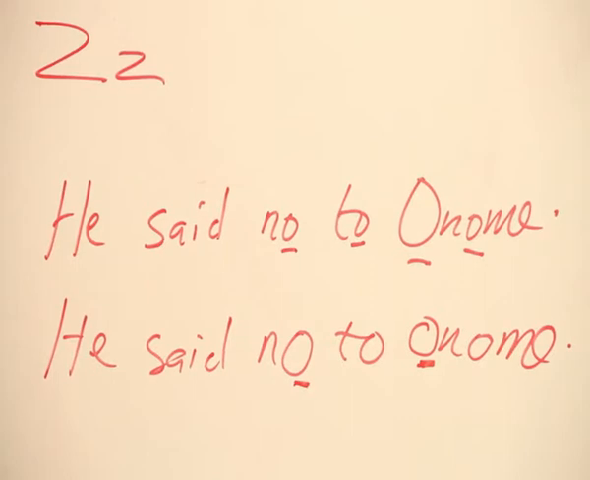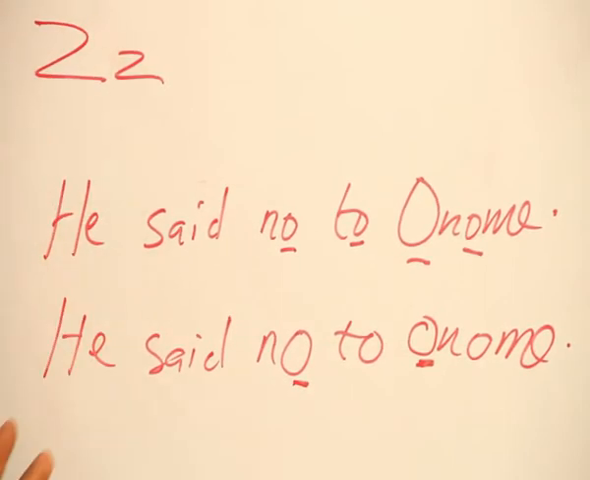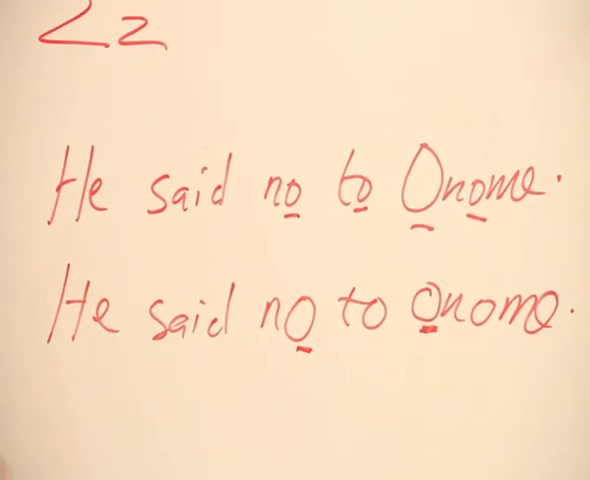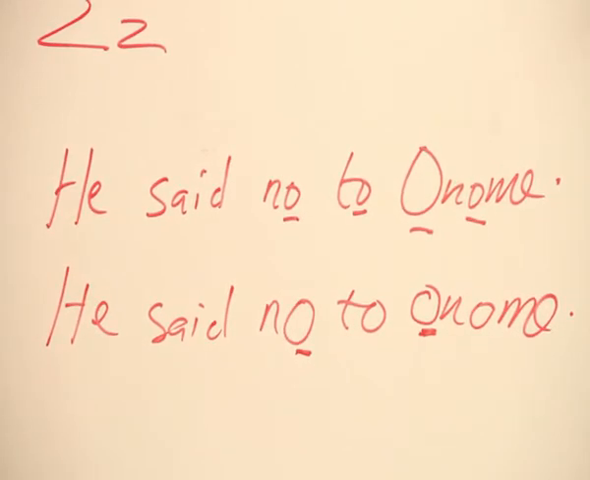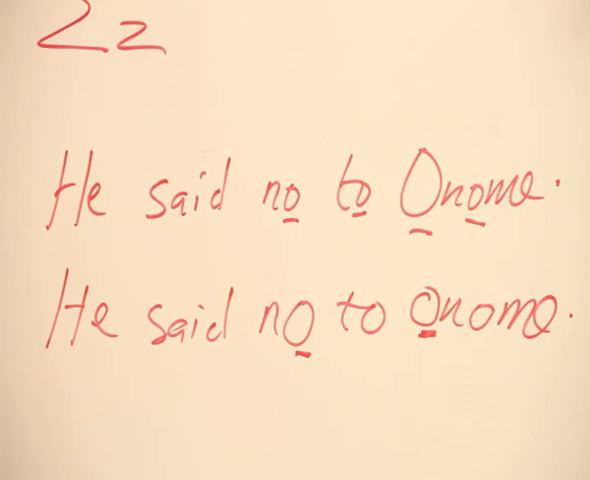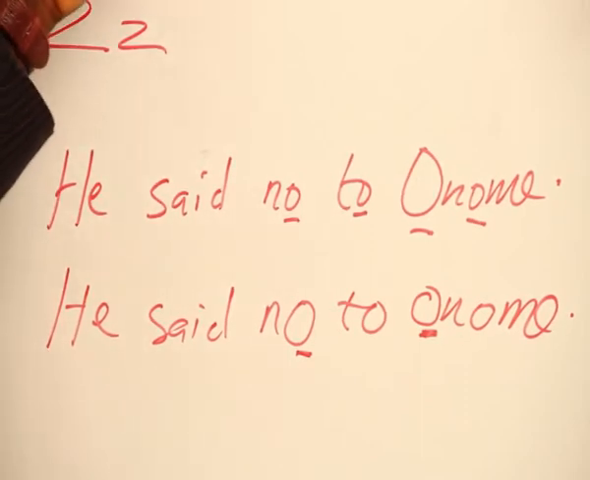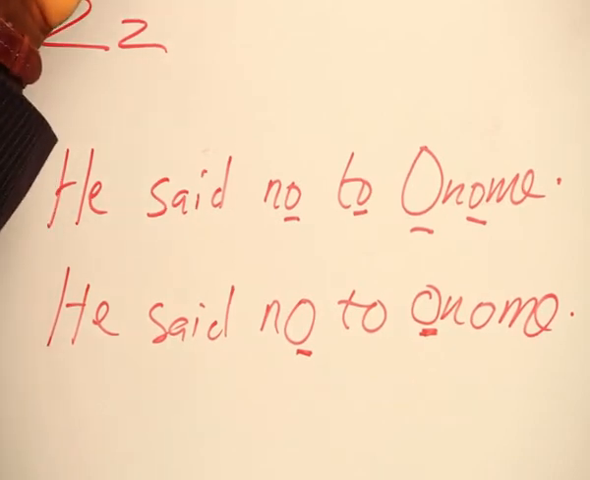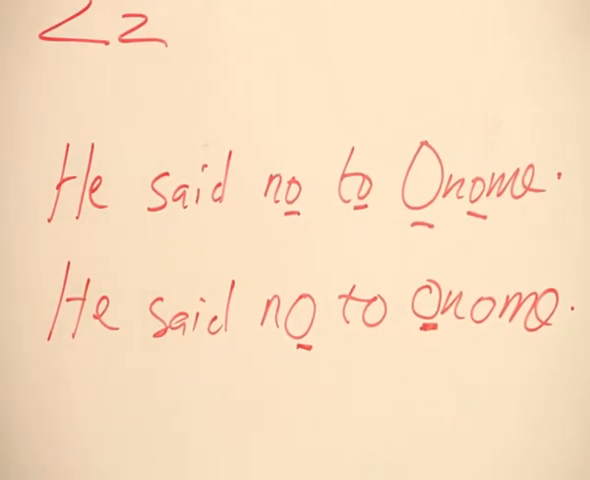And this is why, for these same-shape letters, you need to consistently ensure that the sizes are different. That is for this letter. So if you write your letter K, it must be bigger than your small letter K.